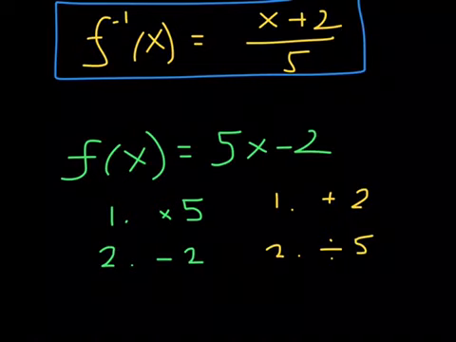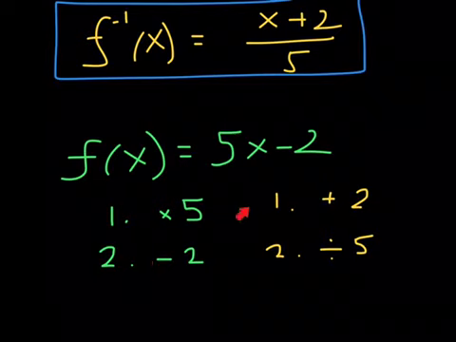Function f, the first thing it does is multiply by 5. Then it subtracts by 2. F inverse will add by 2 and then divide by 5. Do you see opposite operations?